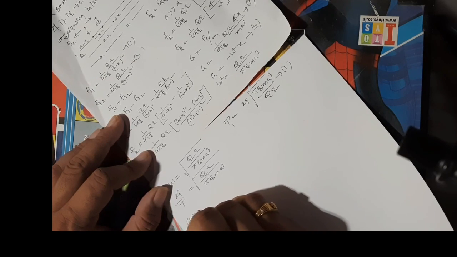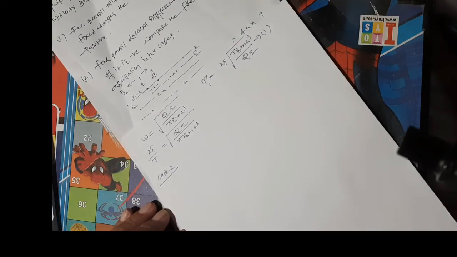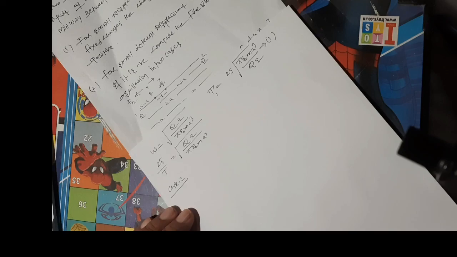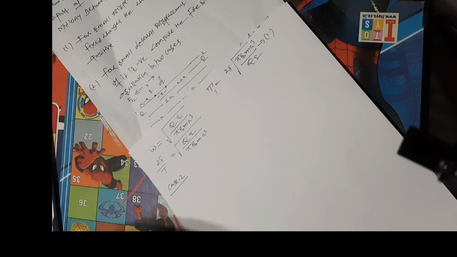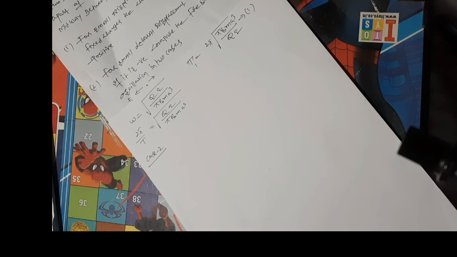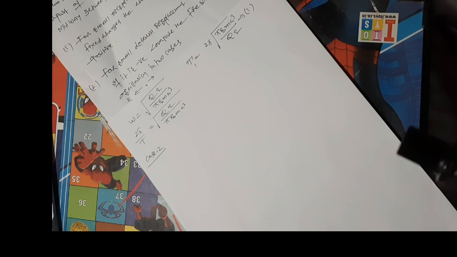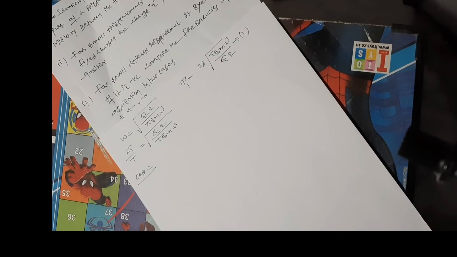Next, now let us discuss case 2. Here, what is case 2? Case 2: for small lateral displacement, it executes SHM if it is negative. Then we find out the time period of the charged particle.